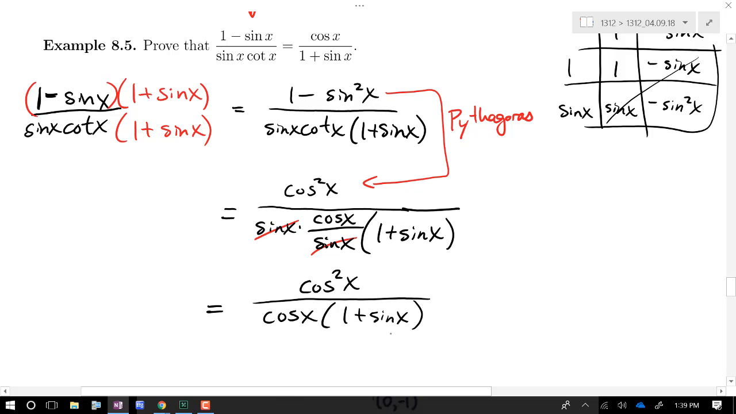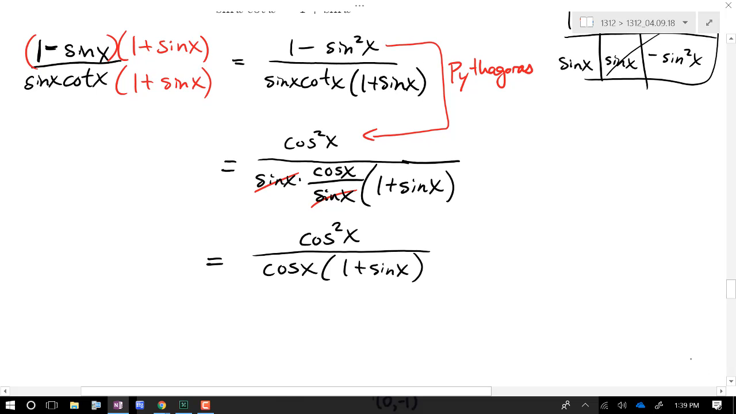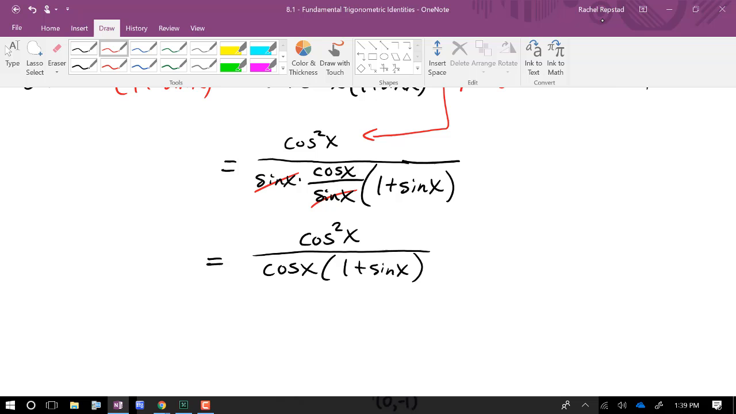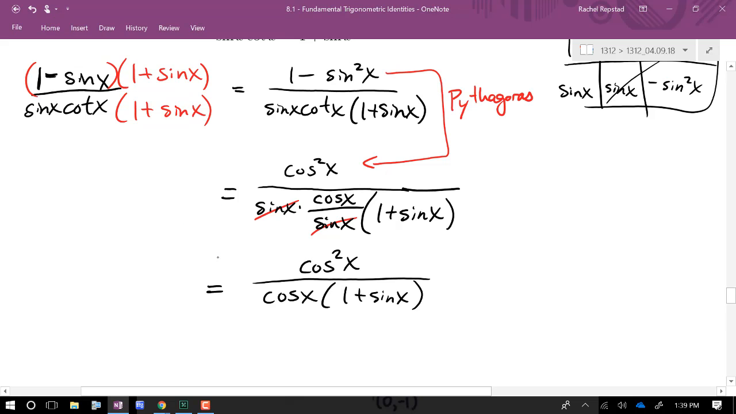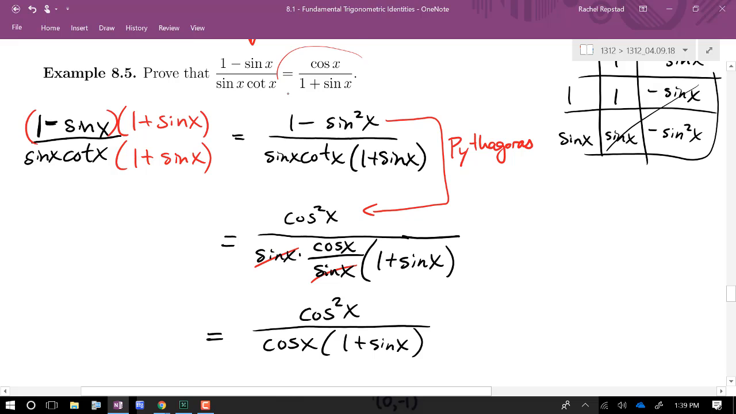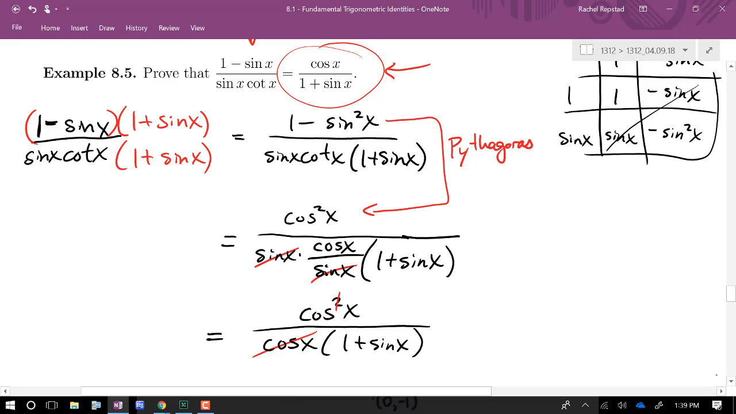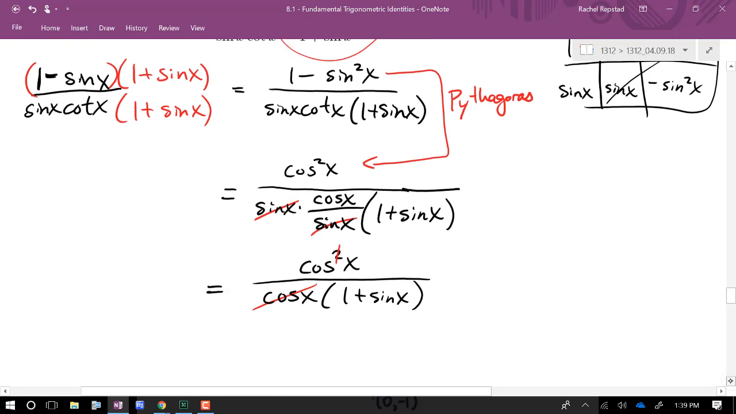Now it's all over but the shouting. What's left to do? Yeah, definitely cancel, I think. And here's how we know: I always want to keep my eye on the ball when I'm going through this, so I'm always keeping an eye on what my goal is. If we cancel that factor of cosine, then we're pretty much done. We're left with cosine over 1 plus sine, and that's what we wanted.